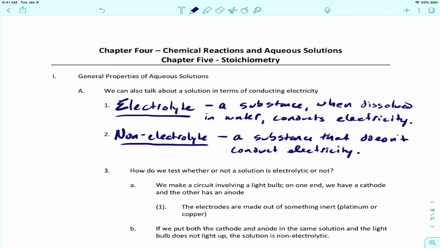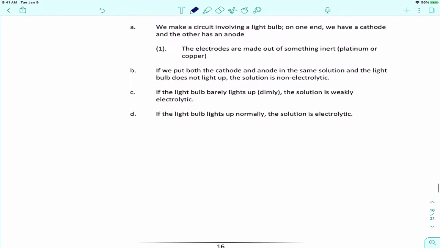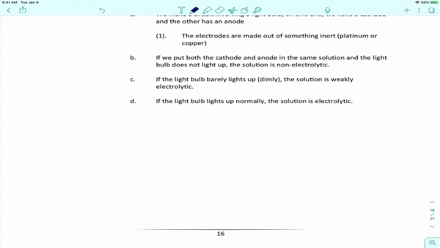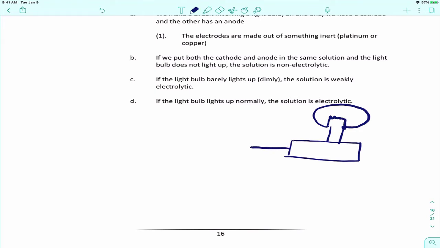Okay, now how do we test whether or not a solution is electrolytic or not? I'm going to draw a picture over here. What we do is make a really, really primitive circuit. I'm going to make a little stand, and inside that stand, I'm going to put a light bulb. Okay, and then here's my filament. Yay, there's my light bulb. And now, attached to this light bulb, we've got two wires.